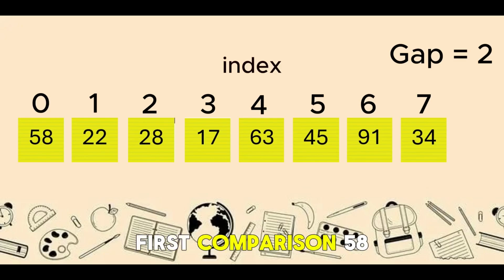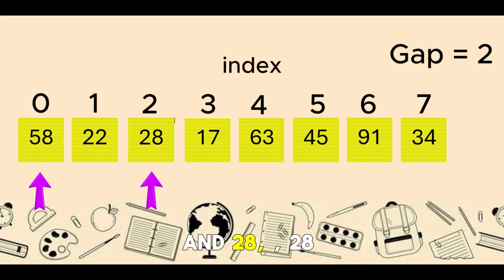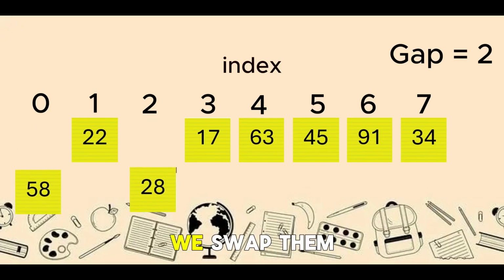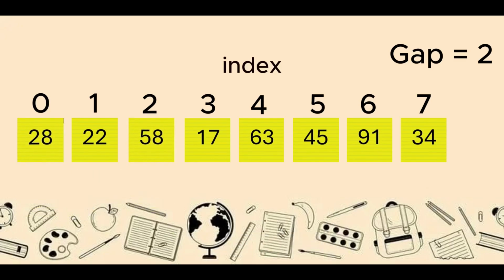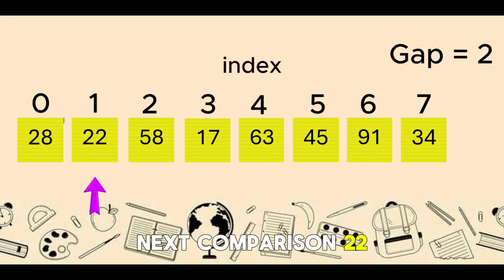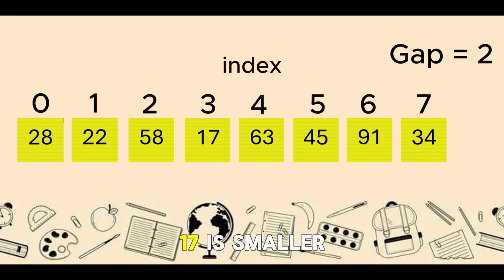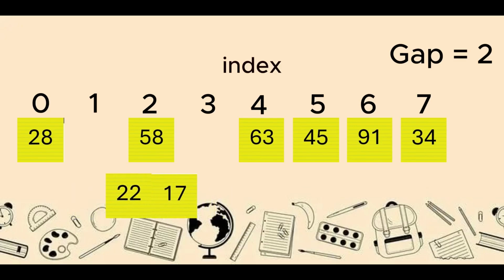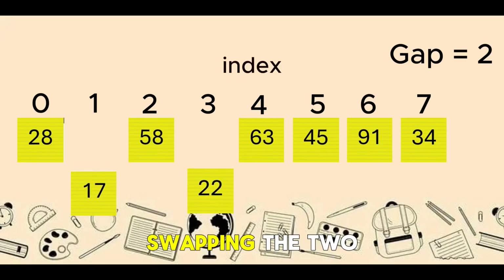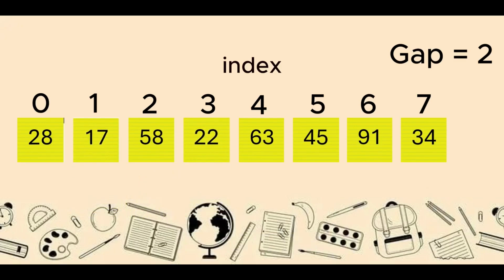First comparison, 58 and 28. 28 is much smaller, so it clearly should be earlier. We swap them. Next comparison, 22 and 17. 17 is smaller, so we bring it up by swapping the 2. Now we compare 58 and 63. These are correctly arranged, so no swap is needed.